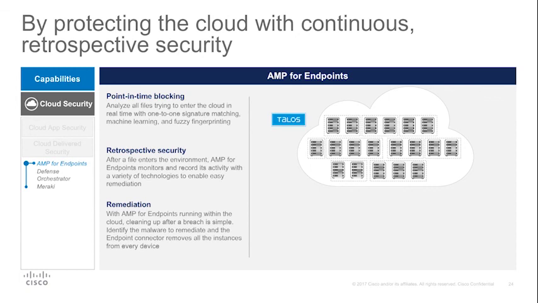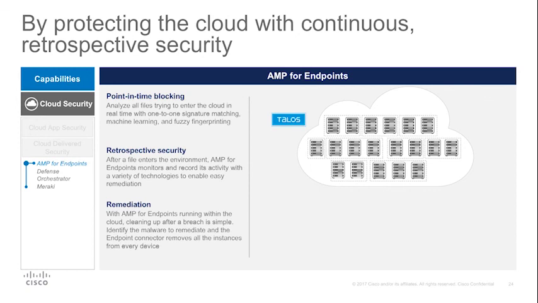AMP for Endpoints goes beyond traditional point-in-time detection to provide the visibility and control needed to stop advanced threats missed by other security layers. Remember that all security, no matter how good, won't catch 100% of threats. As discussed earlier, there are two types of protection that are essential for complete security: point-in-time and retrospection. Both are needed. Consider point-in-time first.